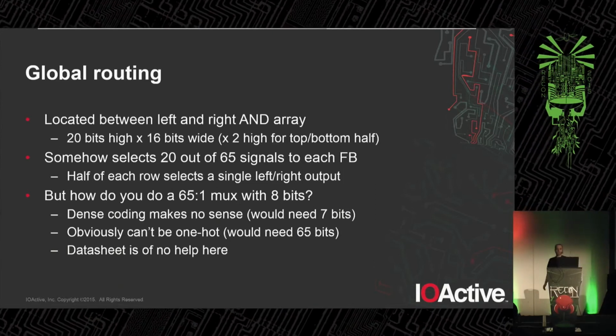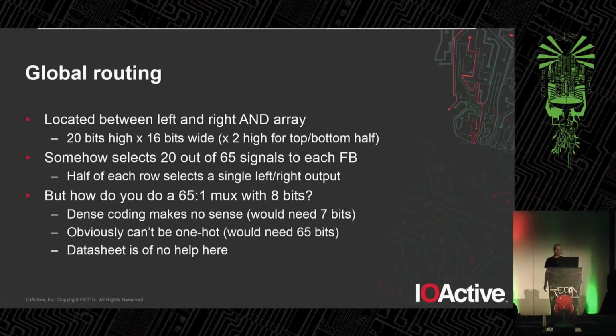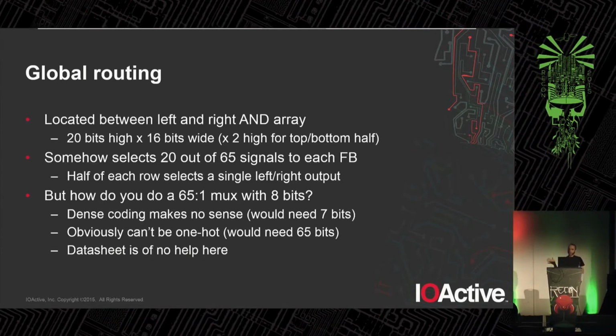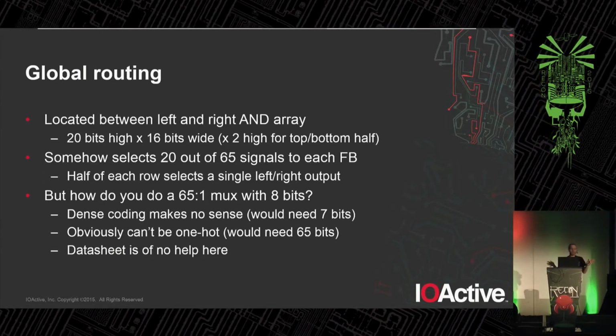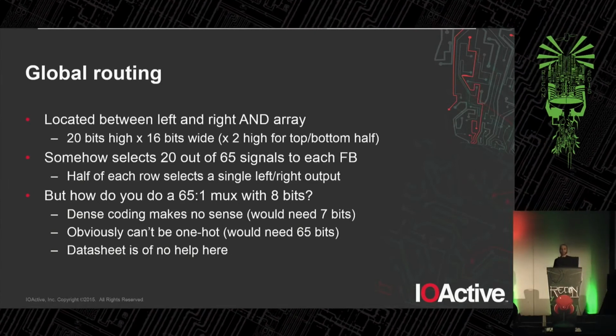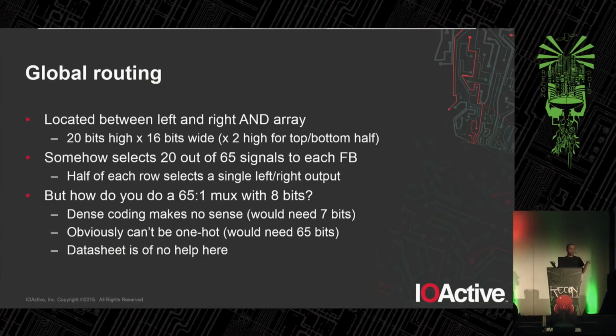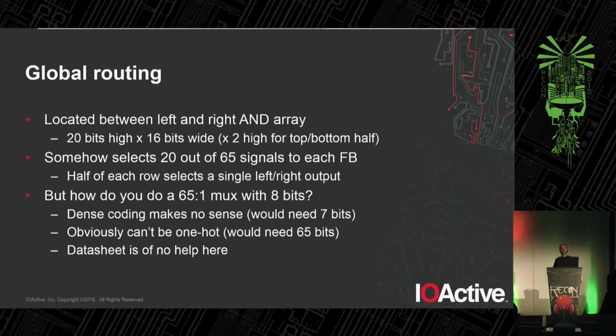What we do know is that of those 65 signals coming in, 20 of them go to the left function block, 20 go to the right. Those subsets may or may not have any relationship. And since it's 16 bits wide, we probably have 8 bits selecting what goes left and 8 bits selecting what goes right. So now here's the question.